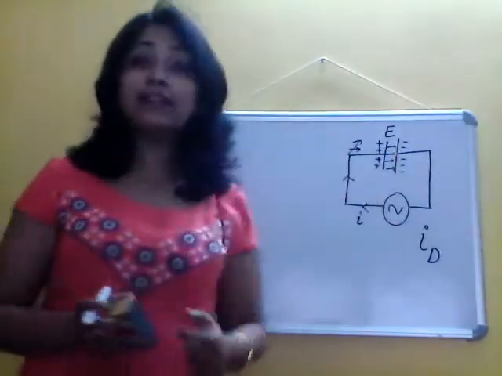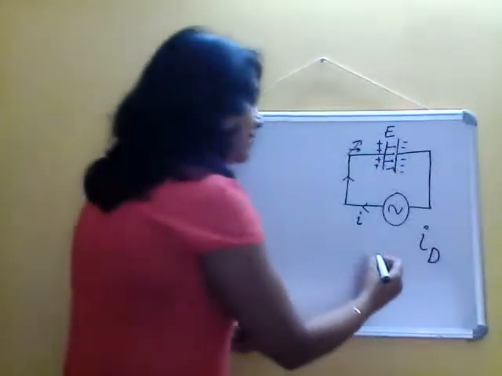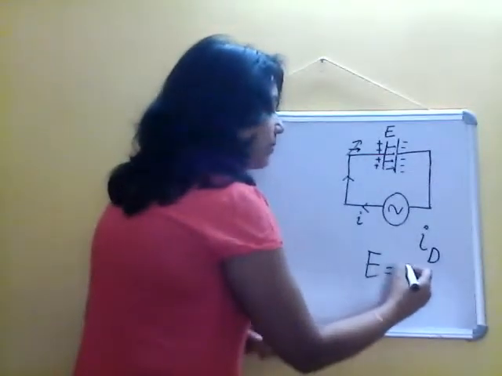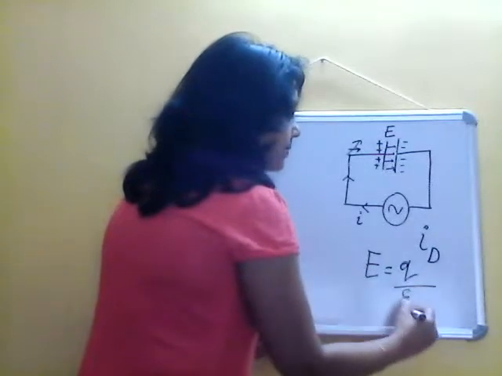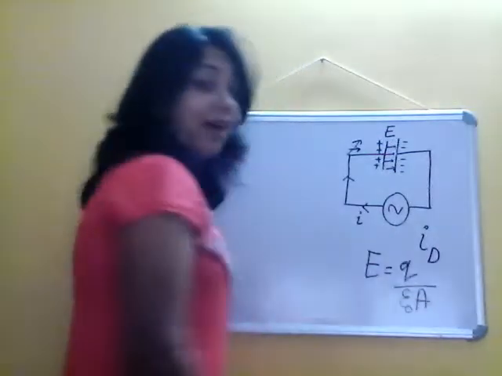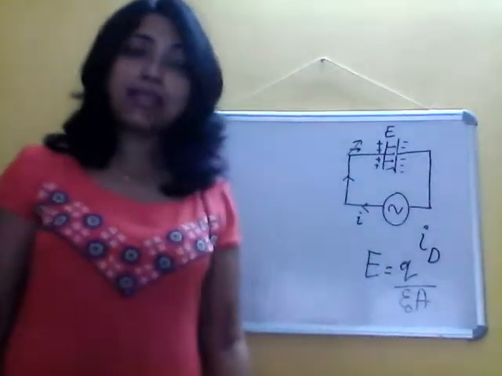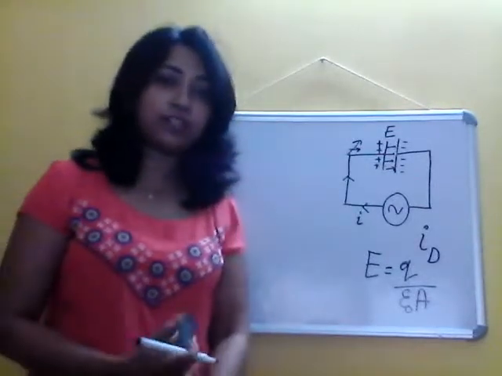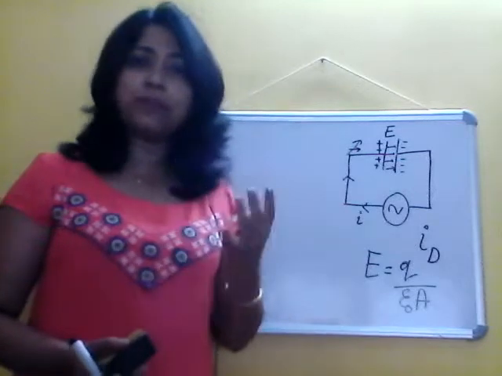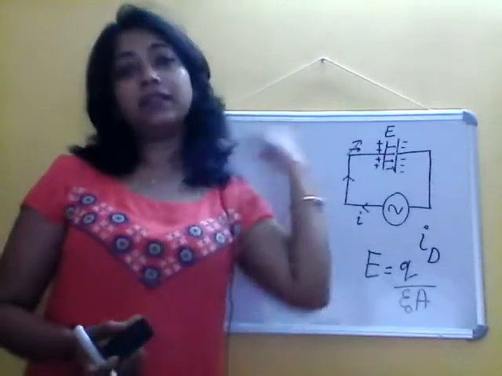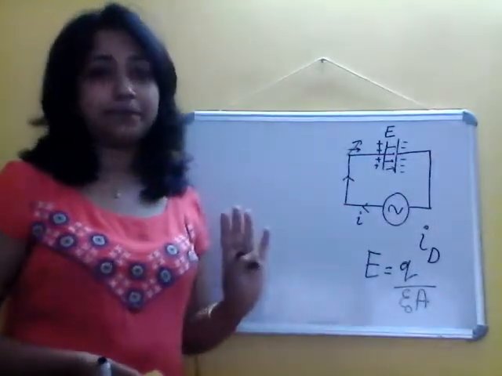produced by this parallel plate capacitor is given by E = Q/(ε₀A), where Q is the charge, ε₀ is the permittivity and A is the area. Right? Do you all remember? I'm not going into the derivation of this particular thing. This is very easy. You just turn the pages or look at the earlier books. You will get it very easily.